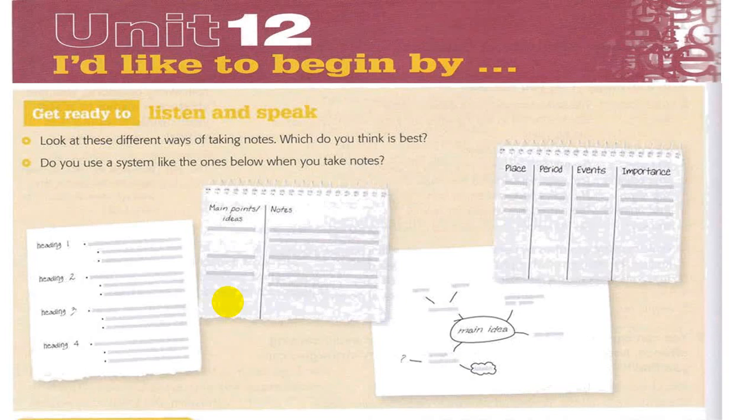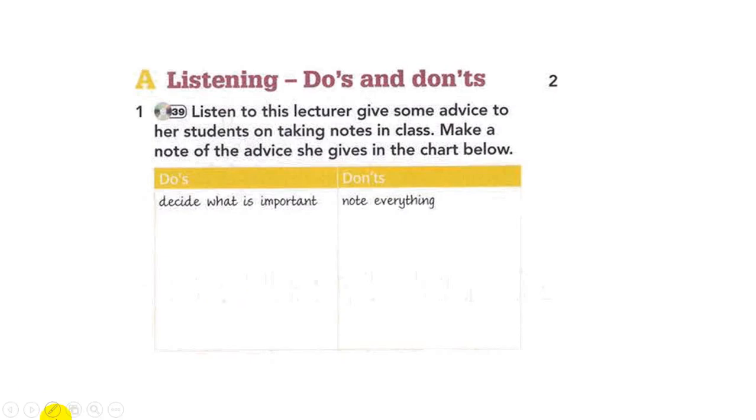Okay, now let's move to listening A, do's and don'ts. Let's listen to listening 39. Listen to this lecturer give some advice to her students on taking notes in class. Make a note of the advice she gives in the chat below. Okay, so let's listen to listening 39 and decide what we have to do and what we don't have to do. Recording 39.